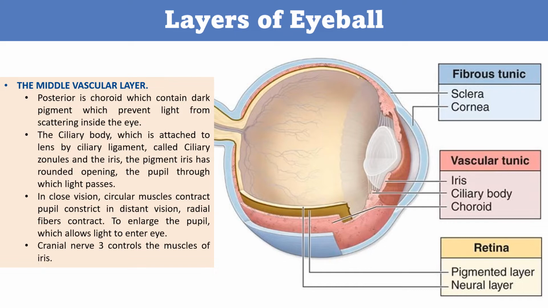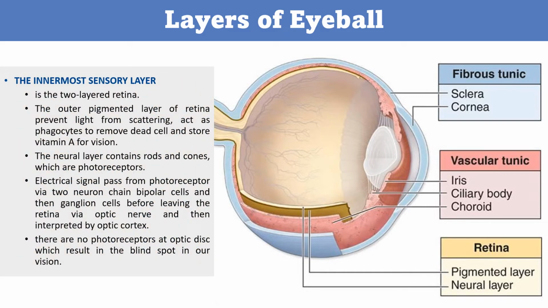The pigmented iris has a rounded opening, the pupil, through which light passes. In close vision, circular muscles contract and the pupil constricts. In distant vision, radial fibers contract to enlarge the pupil, which allows light to enter the eye. Cranial nerve 3 controls the muscles of the iris. The last is the innermost sensory layer.